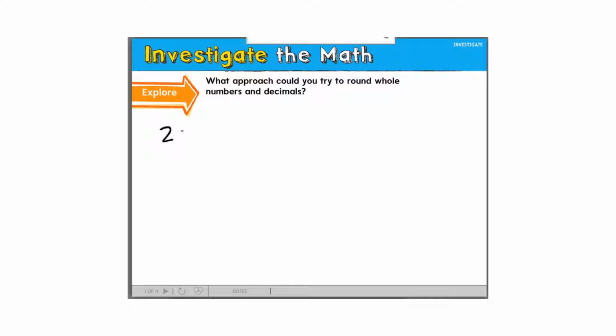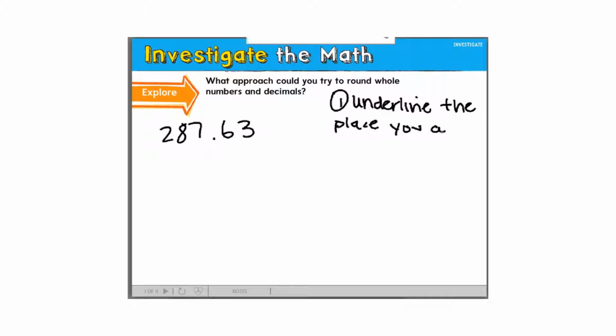Here's our first number, 287 and 63 hundredths. So step number 1 is to underline the place that you're rounding to. You guys writing the steps? You need all the steps in your notes. So underline the place that you're rounding to. So far I haven't told you which place we're rounding to yet, but that'll be your step number 1.